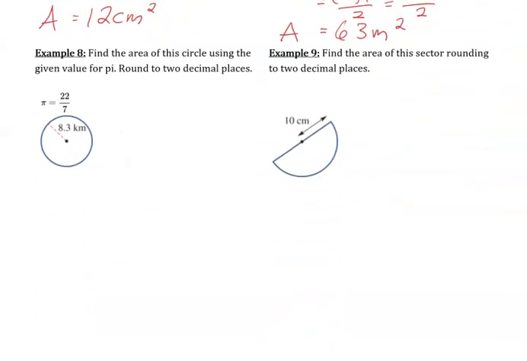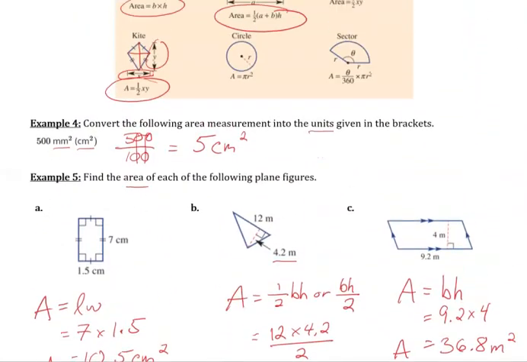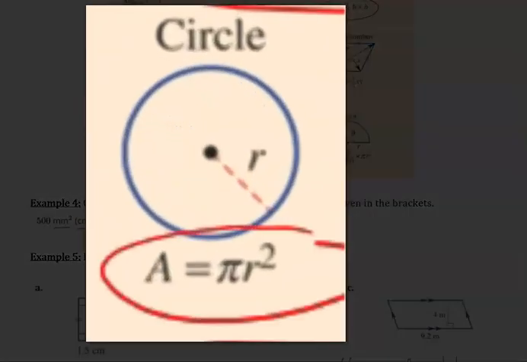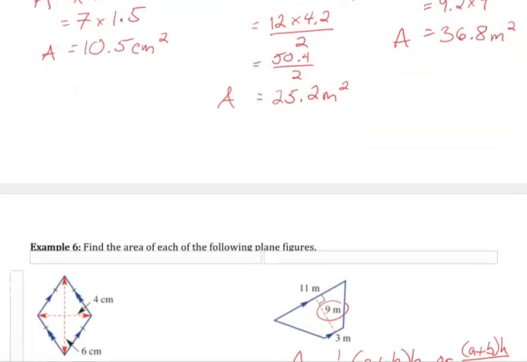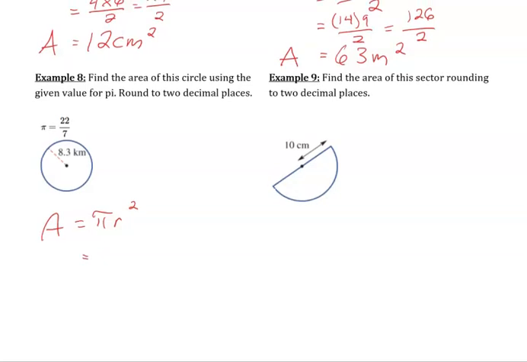Now we're dealing with circles. All right, so we've got a new one for circles. The area of a circle is, here we go, area equals pi times the radius squared. So different than 2 pi r, which is the perimeter. So this is pi times the radius squared. For this one, it says, using the given value for pi. So we're going to use pi as 22 over 7 times the radius squared.